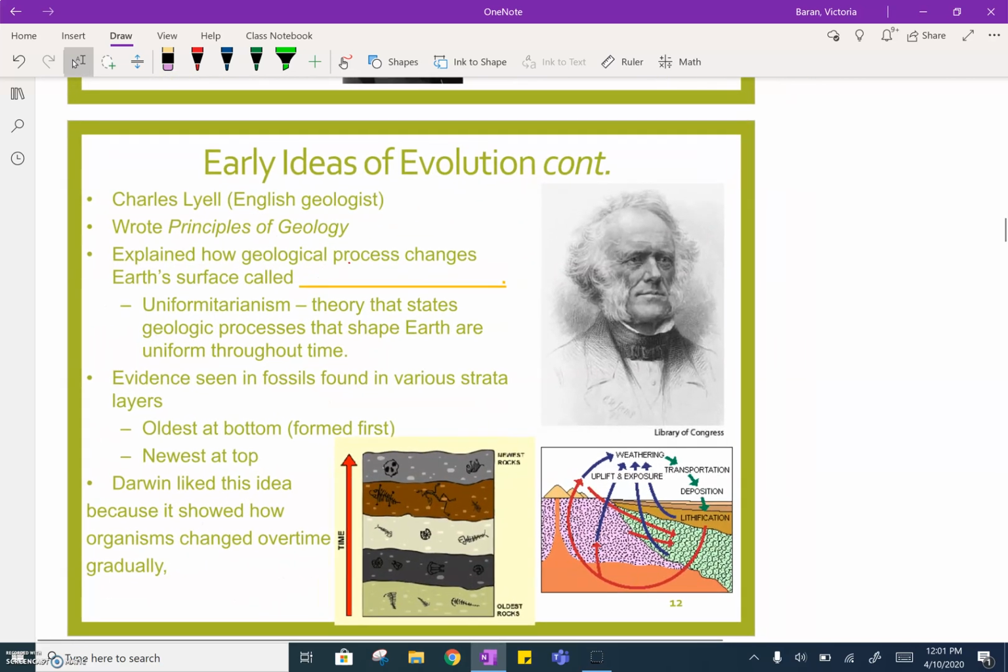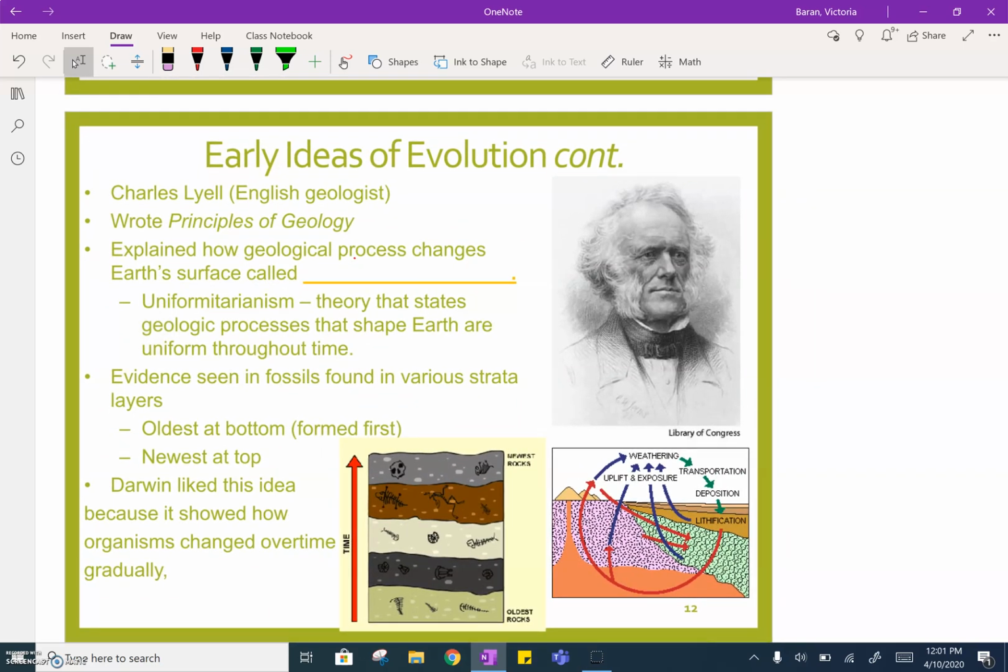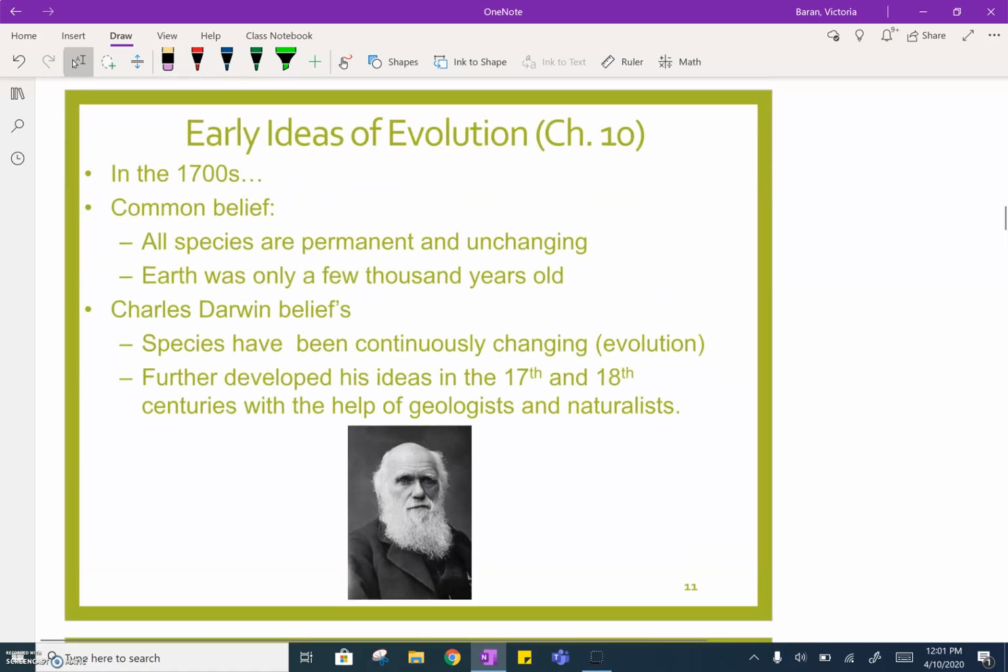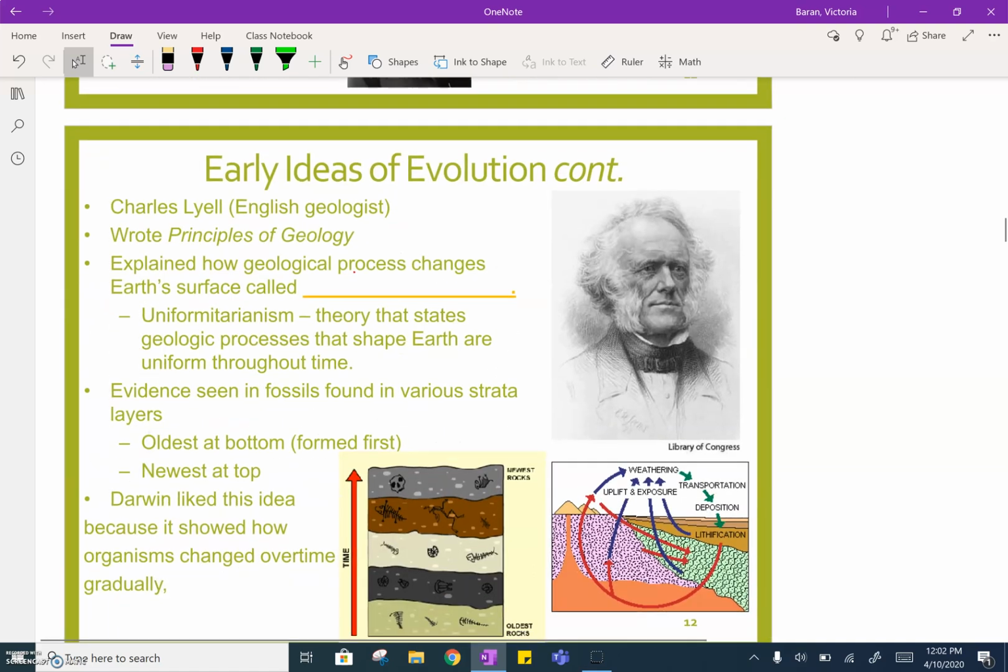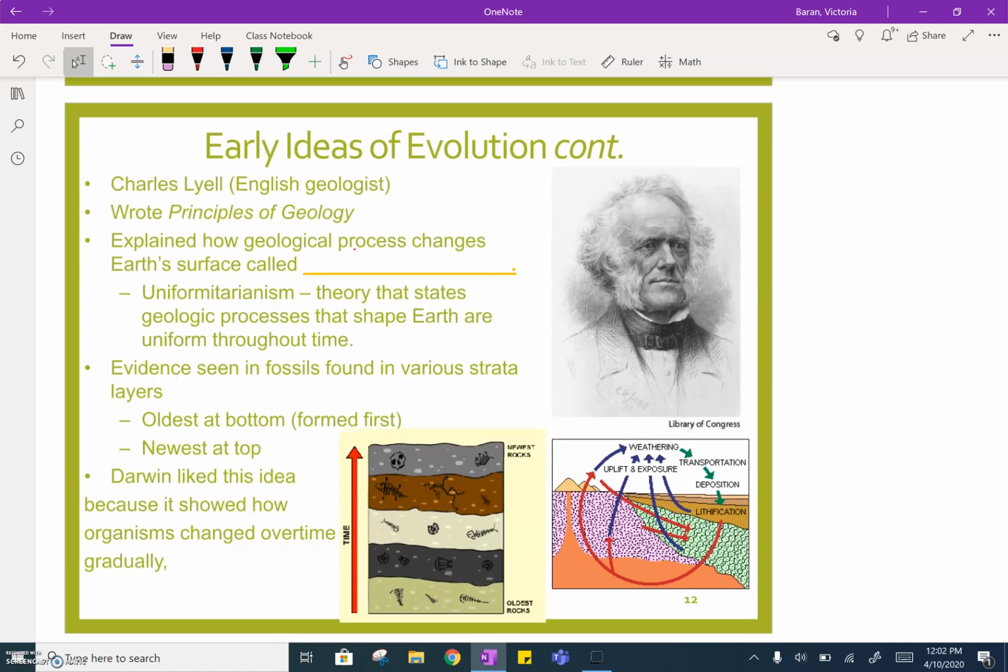So let's talk about some scientists that influenced Charles Darwin. Charles Darwin, he is one of the main people we associate with evolution, but there were other scientists involved that influenced him, and there's also another scientist that was working on the same idea at the same time as him. So the first person is Charles Lyell. He was a geologist, so he studied rocks and Earth's surface, and he is credited with this theory called uniformitarianism.